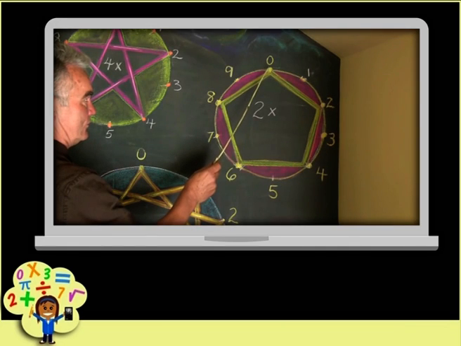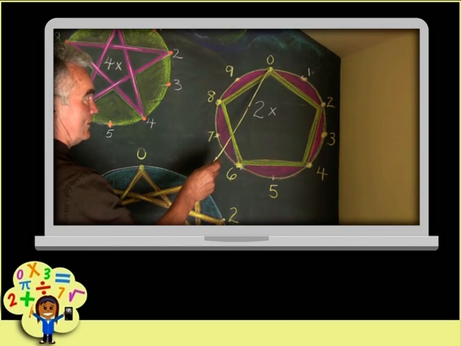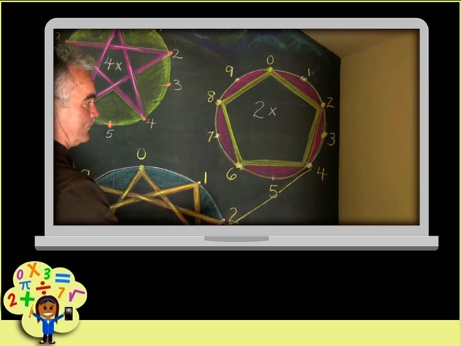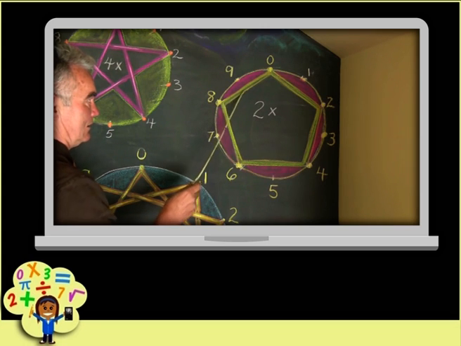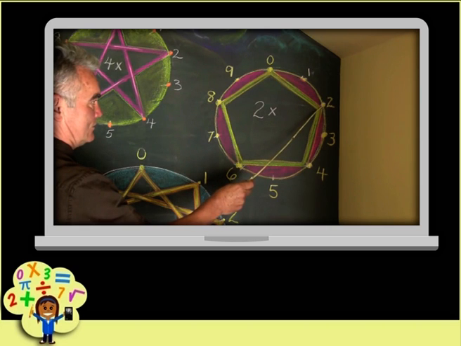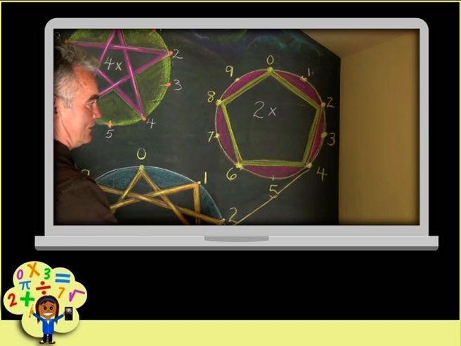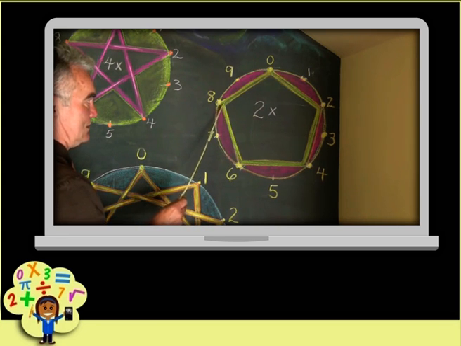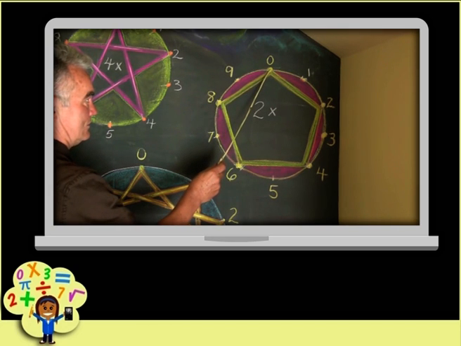This circle shows the 2 times tables. So if we start here at the 0, go over to 2, 1 times 2 is 2, 2 times 2 is 4, 3 times 2 is 6, 4 times 2 is 8, and 5 times 2 is 10. 6 times 2 is 12, 7 times 2 is 14, 8 times 2 is 16, 9 times 2 is 18, and 10 times 2 is 20.